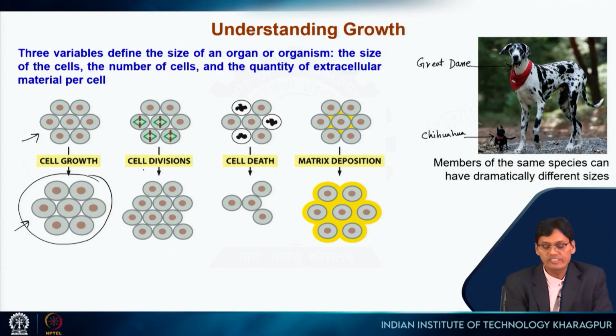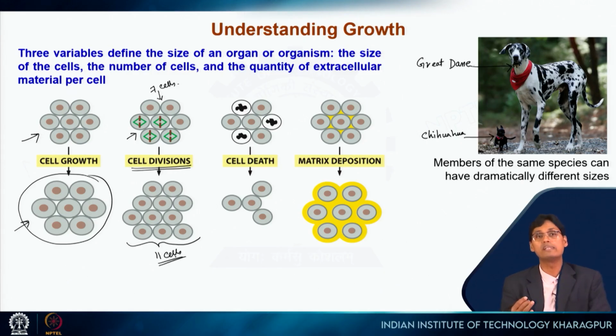And now cell division in the second case. As you can see, here you have a total of how many? Total you have 7 cells present. Out of those 7 cells, 4 of them are undergoing division. As a result, 4 plus 4 is 8, and 8 plus 3, so now you have a total of 11 cells. It is also increasing, but this is the number of cells increasing because of cell division.